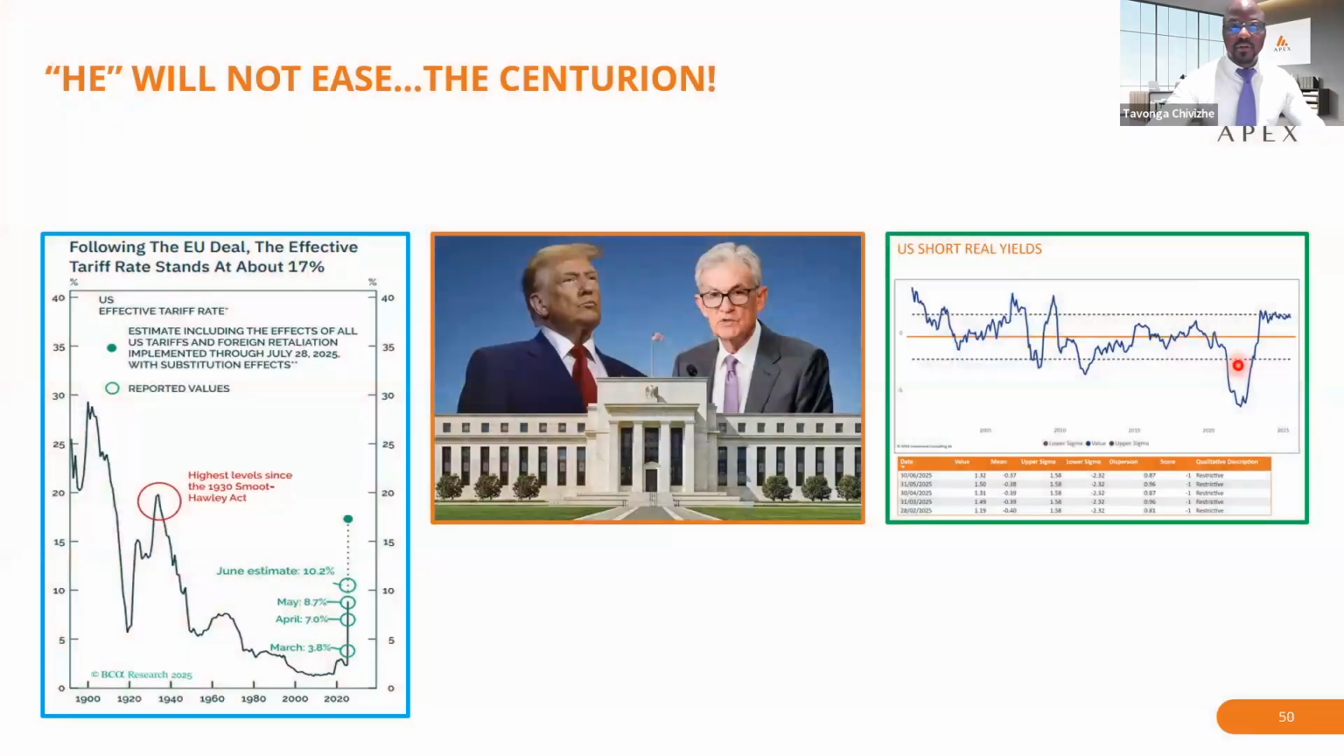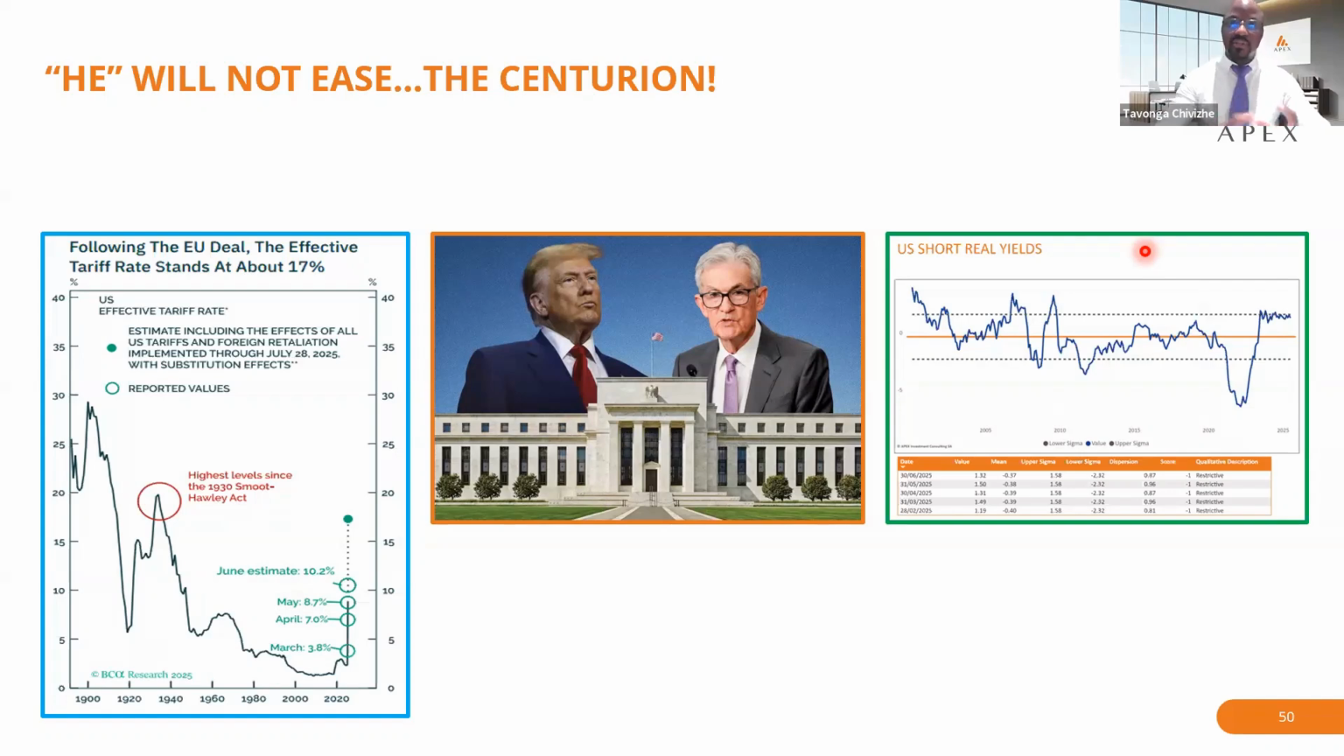So let's start off with the global macro picture. "He will not ease" is the theme of Pillar 1. On the one hand, somebody has increased tariffs to the highest level we've seen in 100 years, the Centurion. And we're not going to use names today. And then somebody also refuses to cut rates. So essentially, it's a story of he will not ease. Both this stubbornness and this resilience are not good for global growth. It's not good for recession risk. It's not good for our growth appetite.